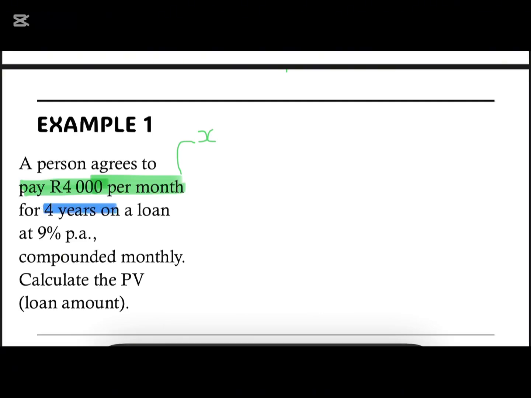So this person is willing to pay this amount of money, he will be paying this loan for the period of 4 years at the interest rate. Now, given the interest rate of what? 9% compounded monthly. Very important, compounded monthly. So now we want to calculate the PV, the amount of loan that this person took.